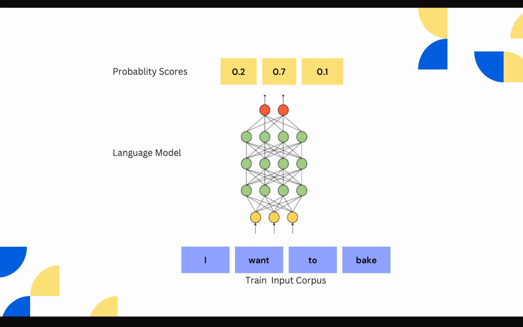The next word being tomorrow can be predicted using a probability score. Let's say it got a probability score for today as 0.1, for tomorrow 0.7, and maybe for day after tomorrow 0.2. So definitely it's going to be tomorrow, because the probability is higher for the word tomorrow, right?